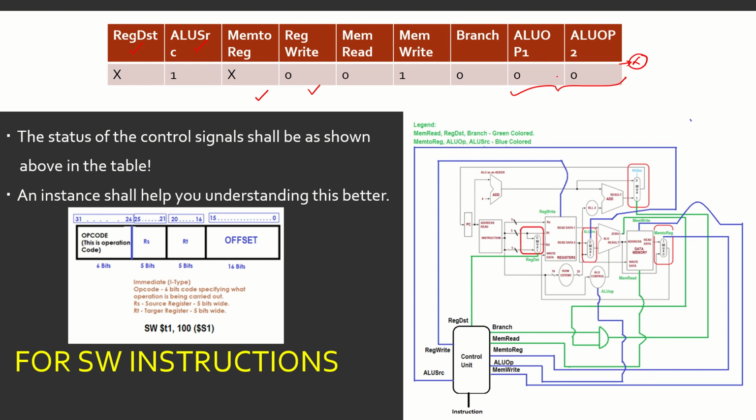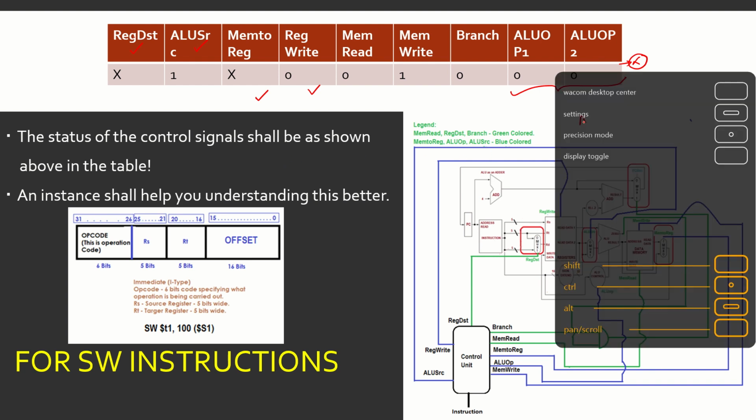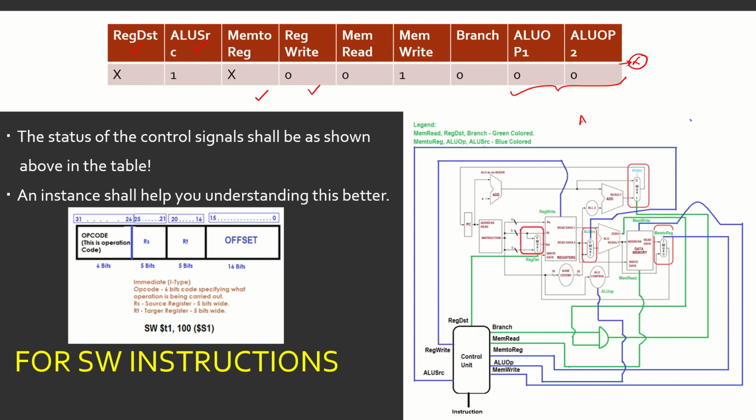So this is anyway going to be static. I hope you now know clearly how to set or reset, I mean assert or reset.